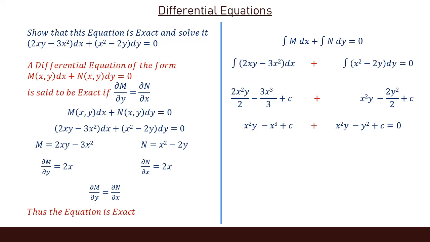Then plus c. Now if you look at this carefully, you see that x squared y appeared twice. So we are going to pick one of it. So we are going to have x squared y minus x cubed minus y squared plus c is equal to 0. Thus, this is the solution to the differential equation 2xy minus 3x squared dx plus x squared minus 2y dy equal to 0.